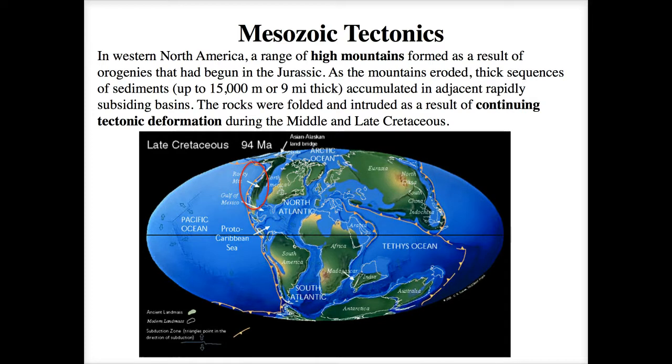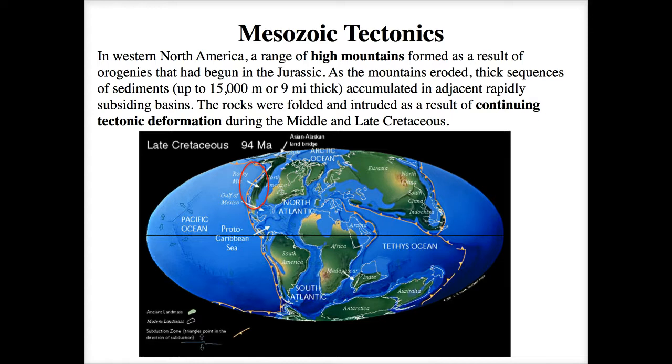So in the late Cretaceous, the last period of the Mesozoic, this mountain building is going to reach its peak. Here I say that in Western North America you've got a range of high mountains, Rocky Mountain size, big mountains, formed as the result of orogenies that had begun way back in the Jurassic. As the mountains eroded, thick sequences of sediment, up to 9 miles thick, which is pretty amazing, accumulated in rapidly subsiding basins.